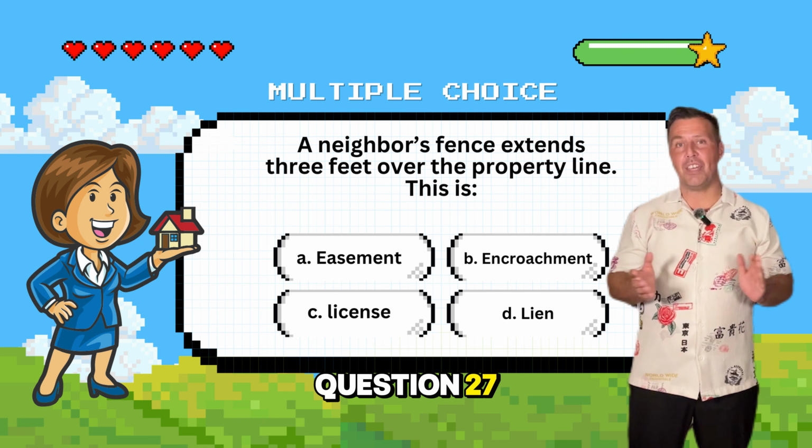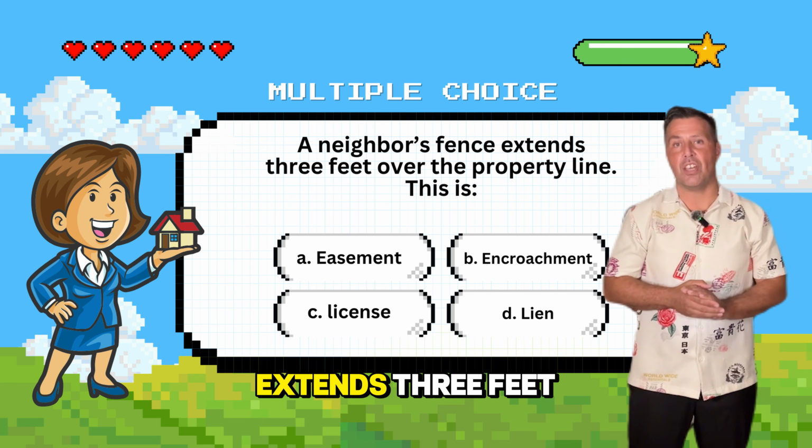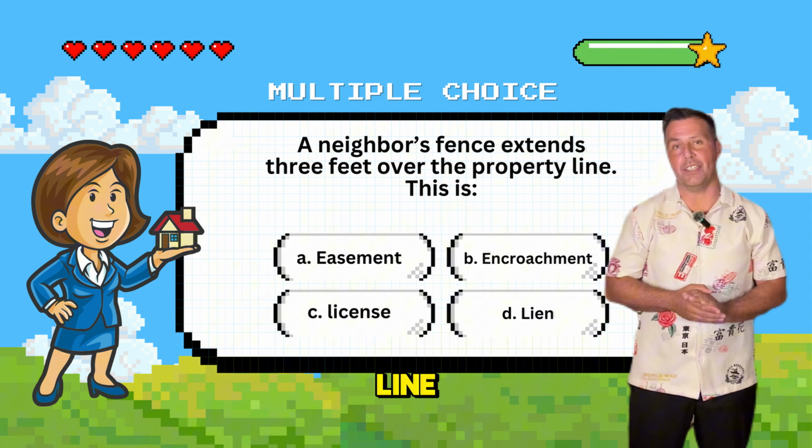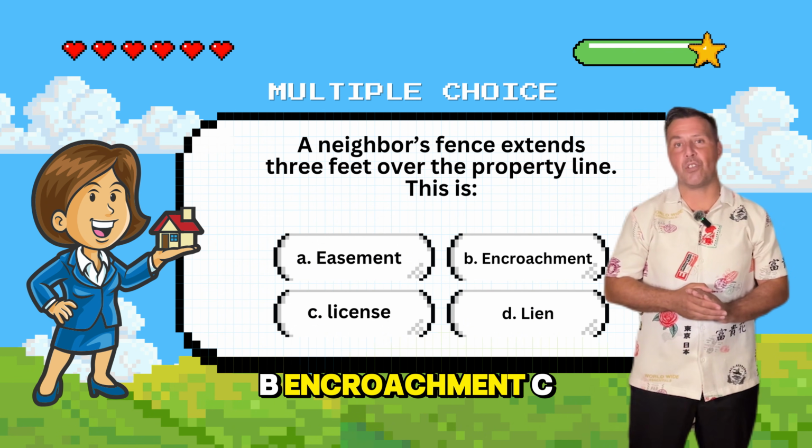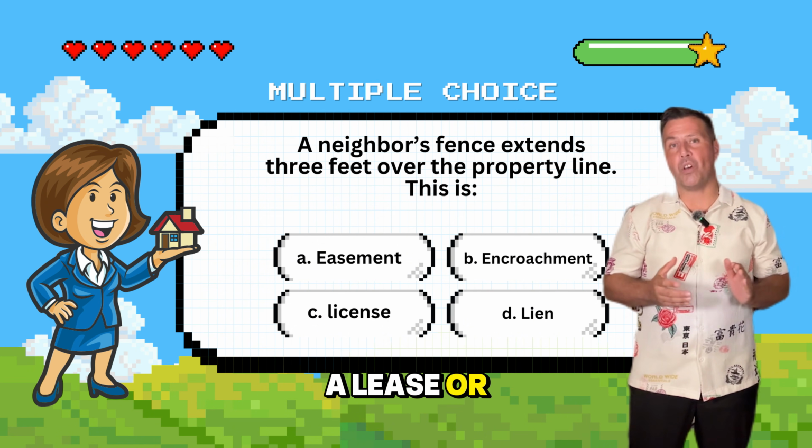Question 27. A neighbor's fence extends 3 feet over the property line. Now this is called A. An easement, B. Encroachment, C. A lease, or D. A lien.